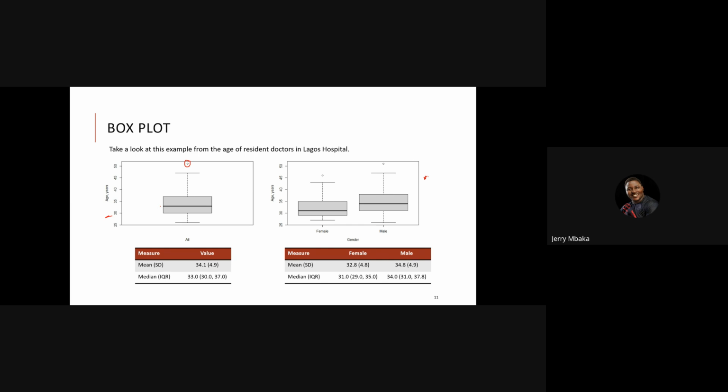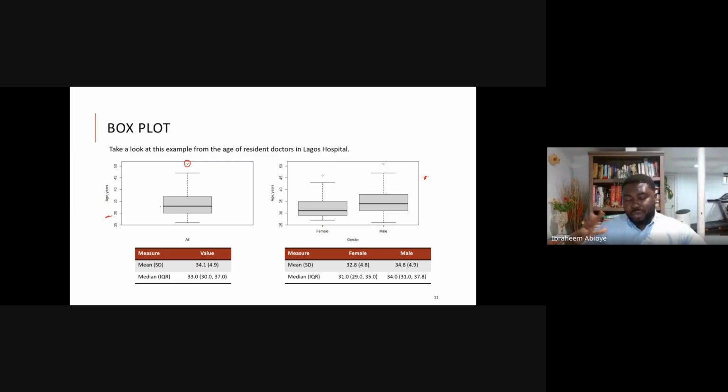So if you look at the subgroups, the distribution of ages in female doctors is slightly more skewed. Okay, so let's not talk about the skewing because then it becomes hard to see. But in general, do you think that male doctors are younger than females, or is it vice versa?